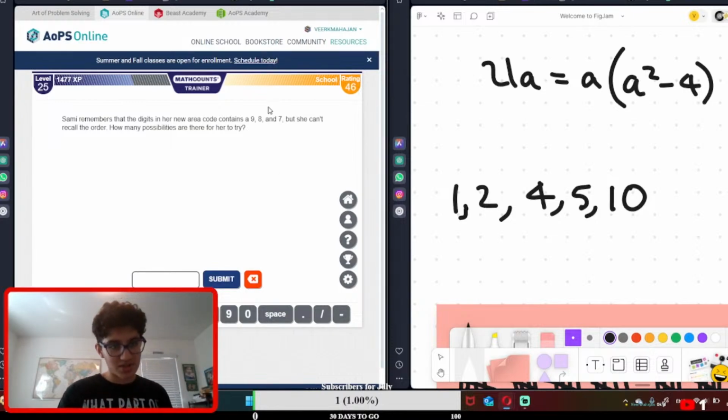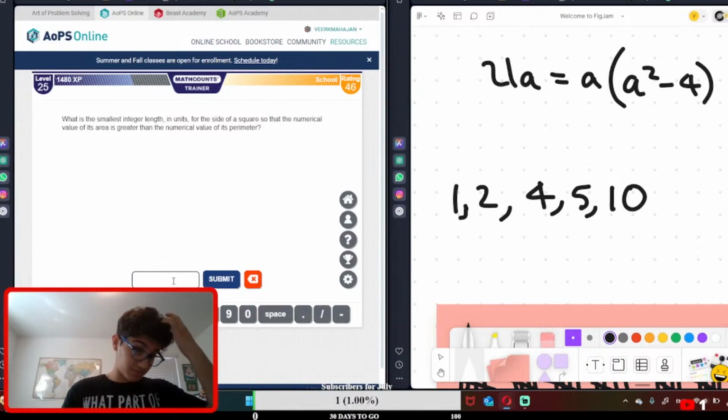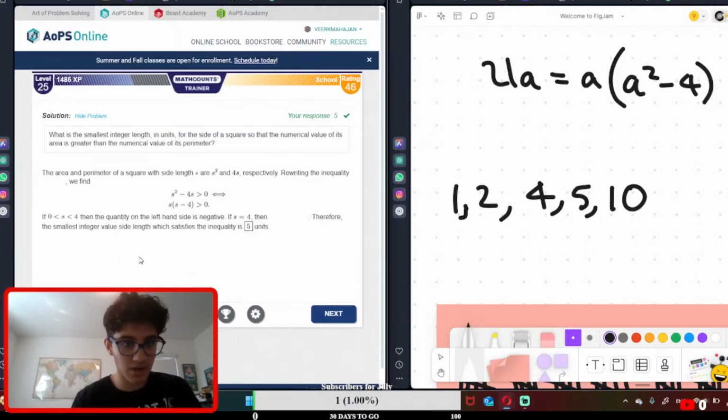Sami remembers that the digits in a new area code contain a 3 factorial, so 6. What is the smallest integer length in units for the side of a square so that the numerical value of its area is greater than the numerical value of its perimeter? Smallest integer length in units to the side of a square. 3, right? Sorry, no, 4, 5. So it should be 5 for this. At 4, they'll be equal.